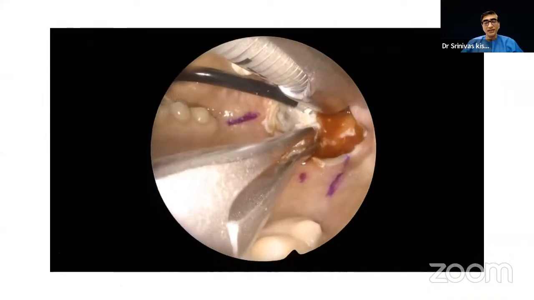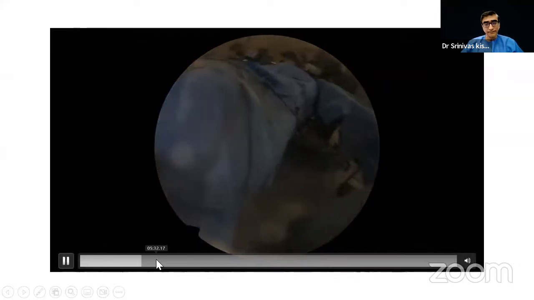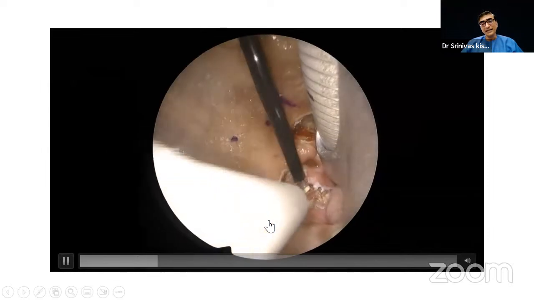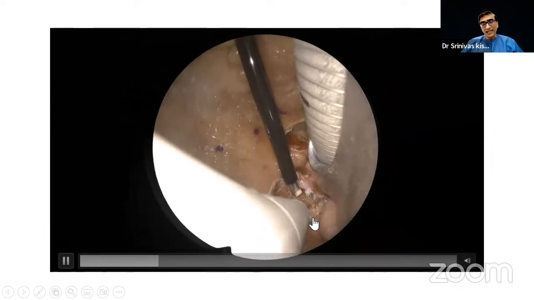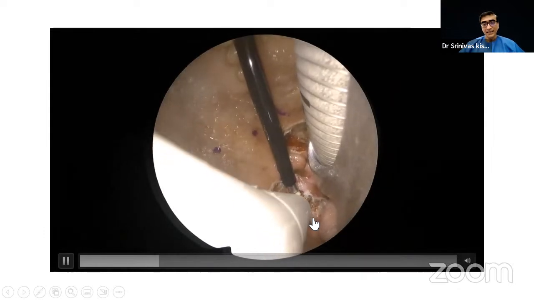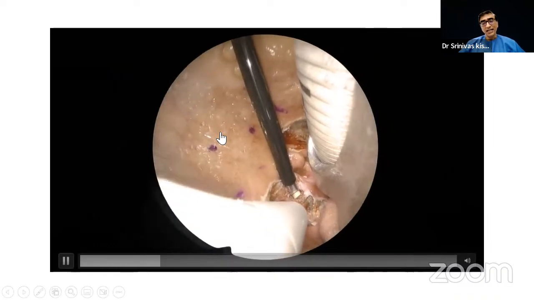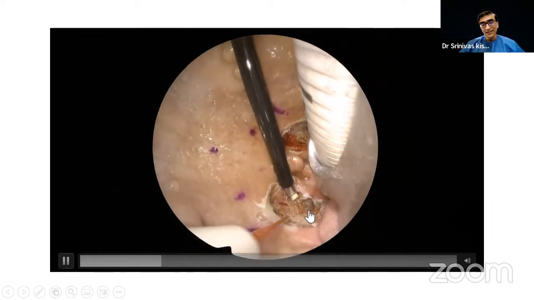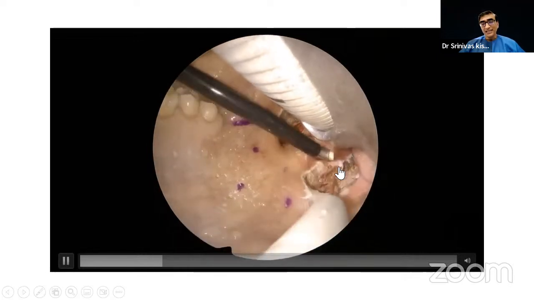Doing the opposite side as well. Once the tonsil is done, now I'm using the radio frequency to cut the muscle here. And these are the markings for the barbed reposition pharyngoplasty. So now you can see how I'm cutting the palatopharyngeus muscle.